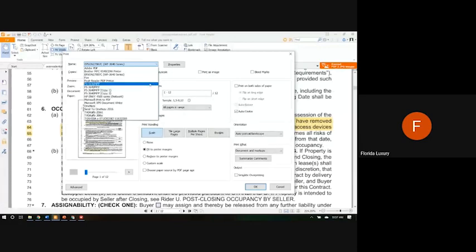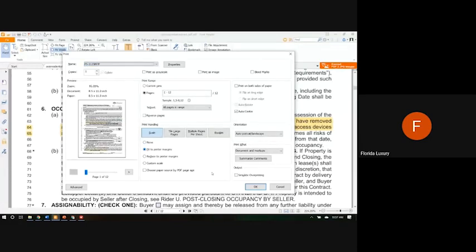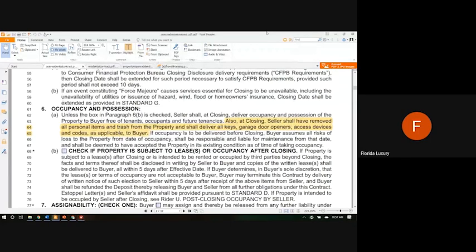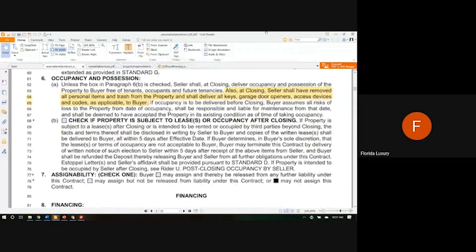FS. I don't know which one it is. Let me try that. Let's see if that prints. Thank you. Give me just a second. We'll check the printer. Thank you.